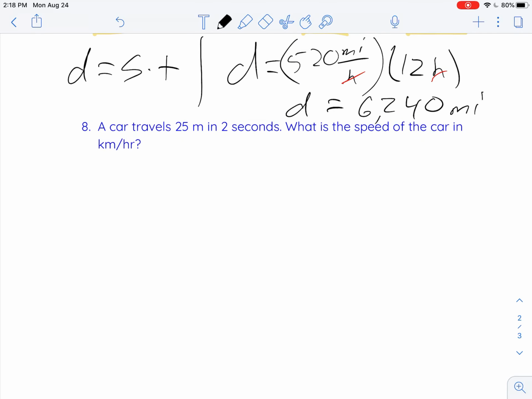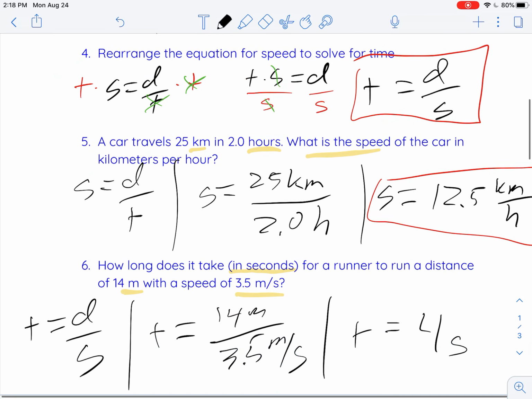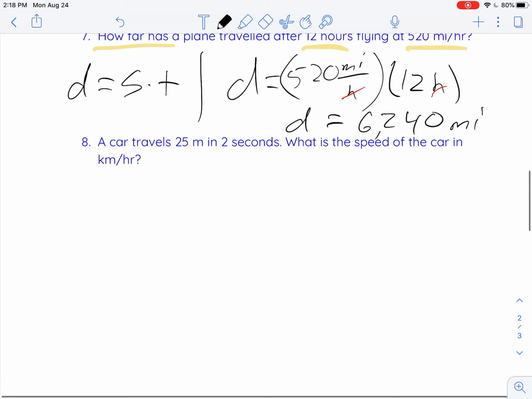All right, and last but not least, number 8 says the car travels 25 meters in 2 seconds. What is the speed of the car in kilometers per hour? Okay, if I scroll back up here a little bit, I feel like I've solved this one. A car travels 25 kilometers in 2 hours versus a car travels 25 meters in 2 seconds. Okay, so pretty tricky here.